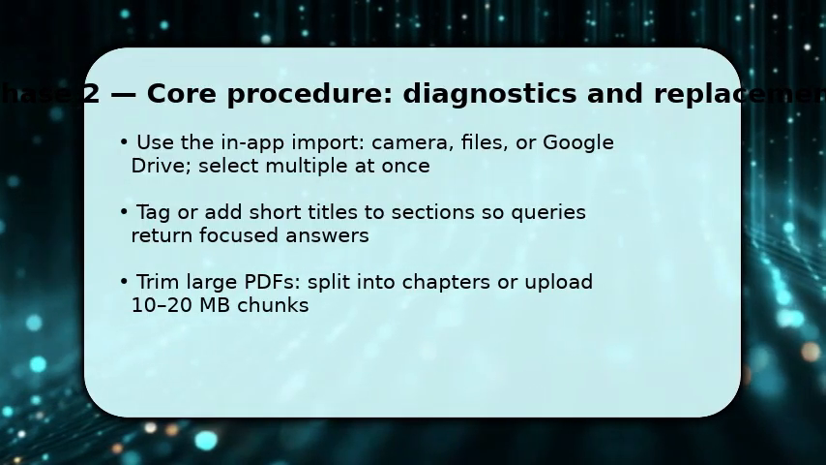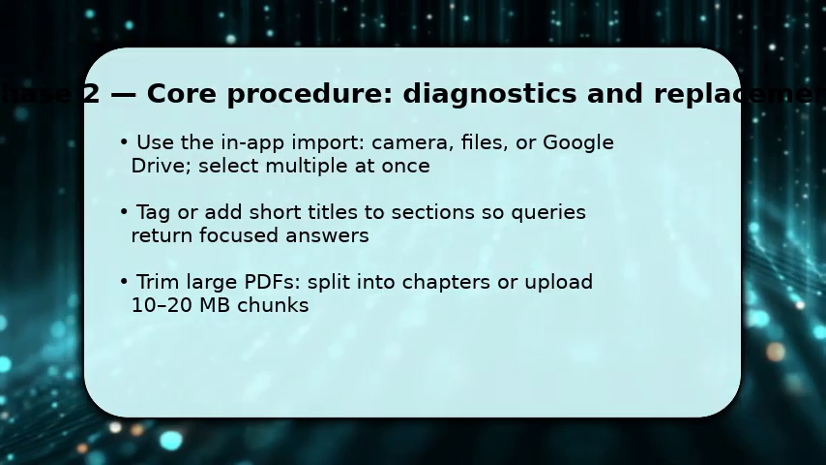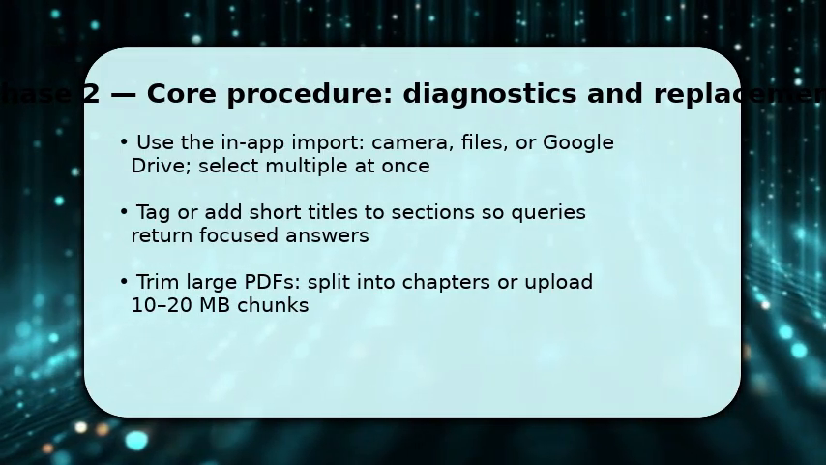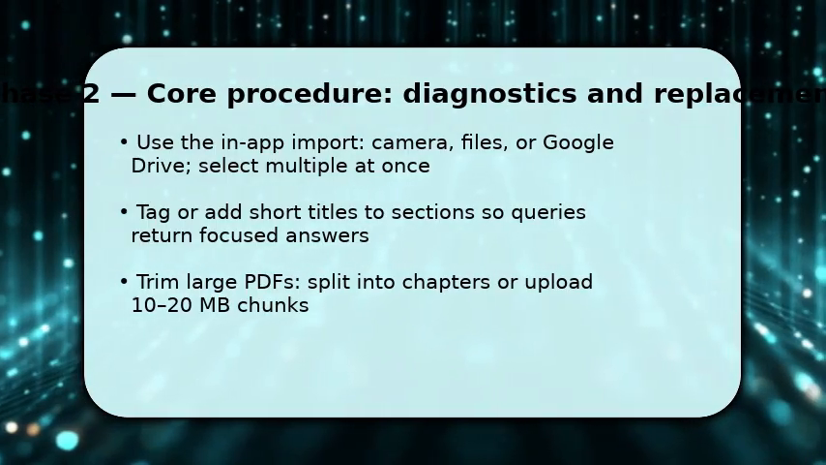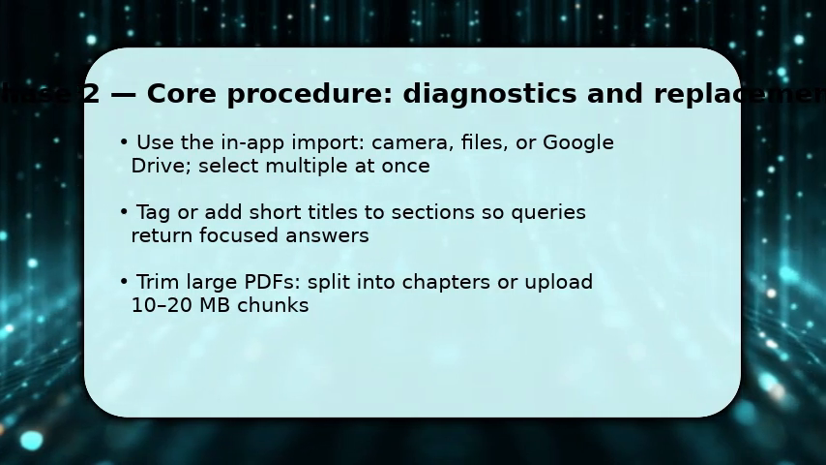If a PDF is large, split it into chapters or 10 to 20 MB chunks. This keeps retrieval fast and accurate. Finally, run a quick search to verify each file's text. Now you query and refine.